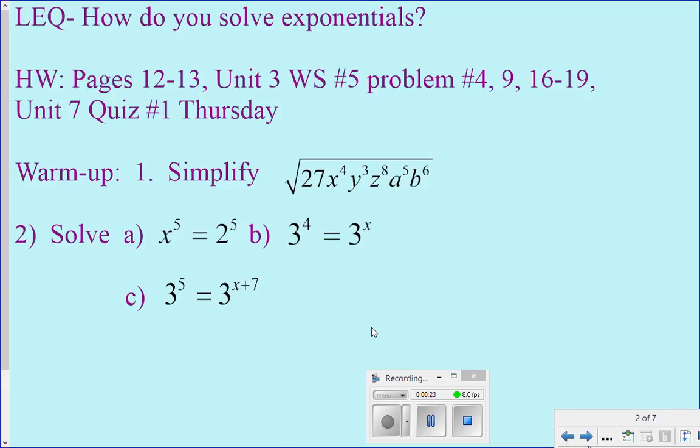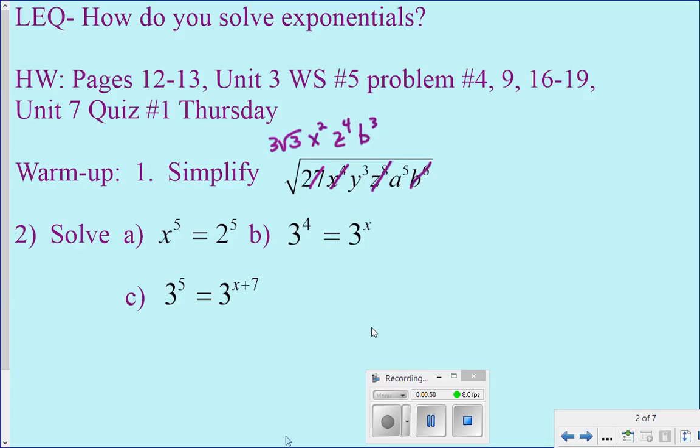So I'm going to take a moment to try these. So the square root of 27 I know is 3 root 3. I'm just going to deal with all the ones that are even, that come out evenly first. So 4 divided by 2 is 2, so that's x squared. 3 we'll deal with in a minute. 8 divided by 2 is 4. And 6 divided by 2 is 3.